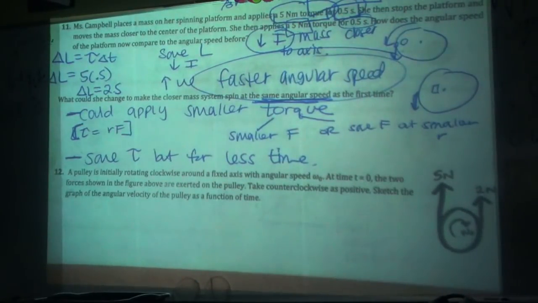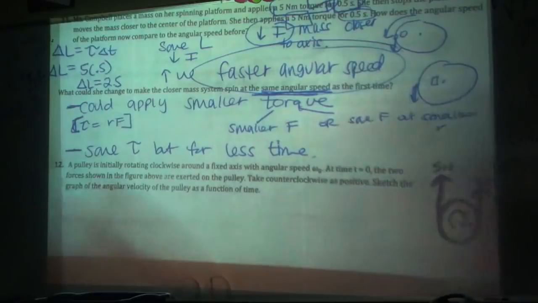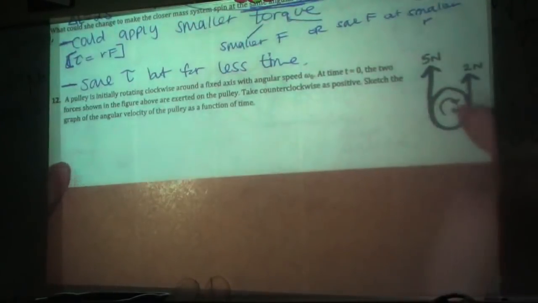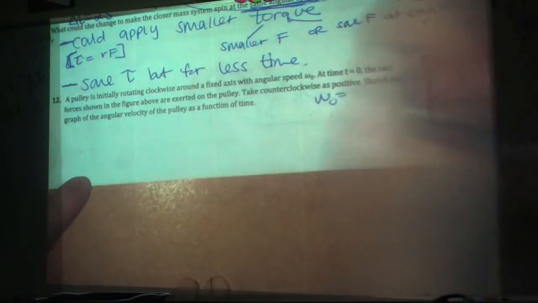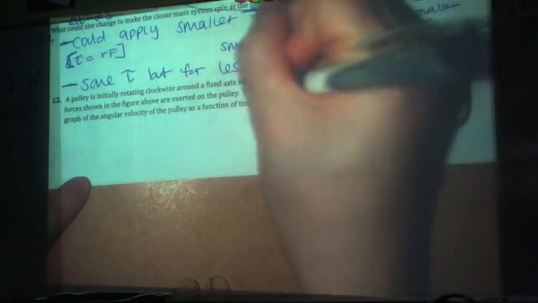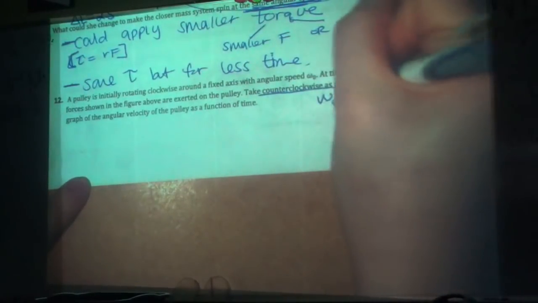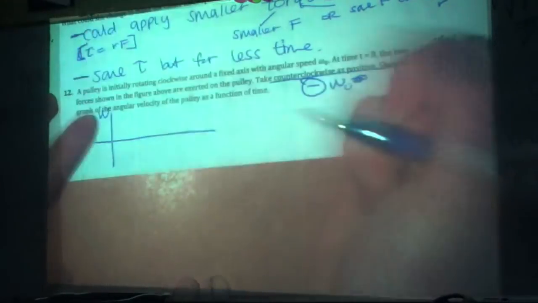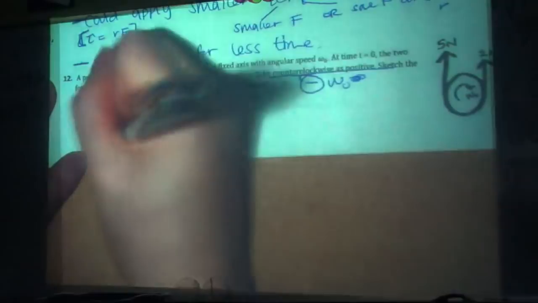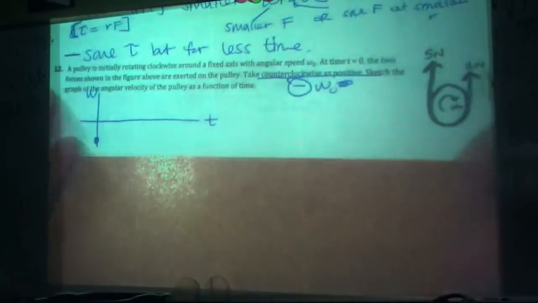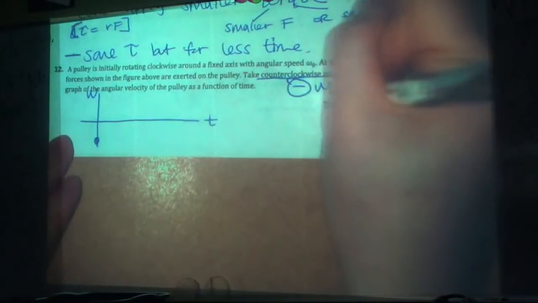All right, and number 12, got a pulley that's rotating clockwise initially at omega naught. So here, this is going clockwise, and it says take counterclockwise as positive, so this we're going to call negative. So when I draw the graph of my angular velocity, I need to start negative, and then I need to figure out which way my angular acceleration is.